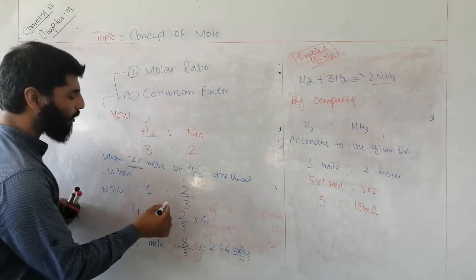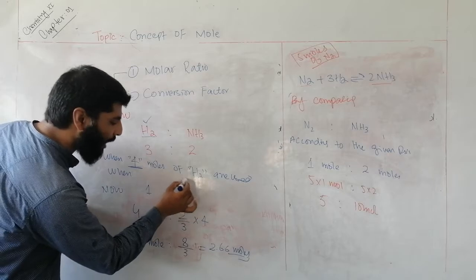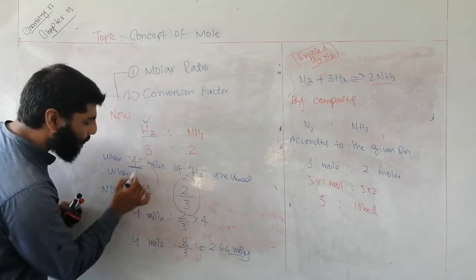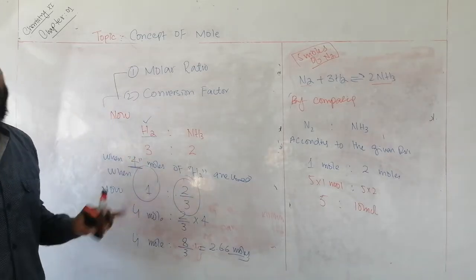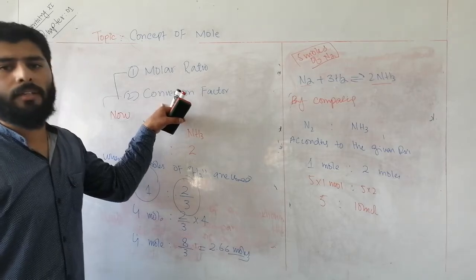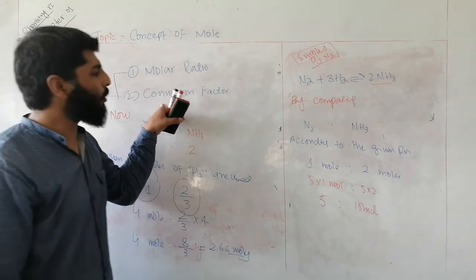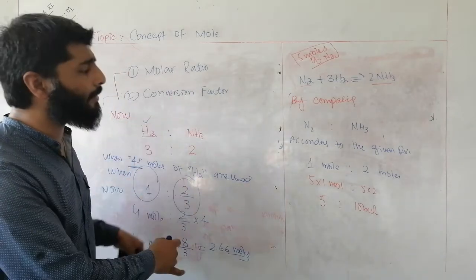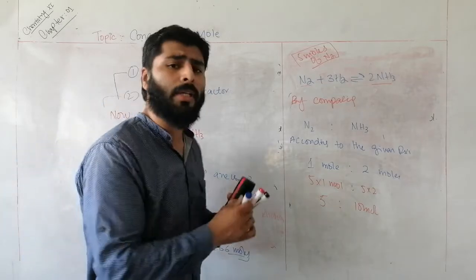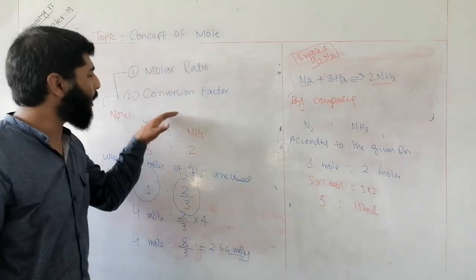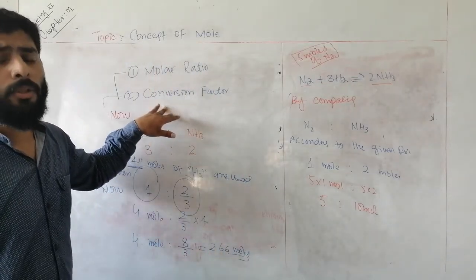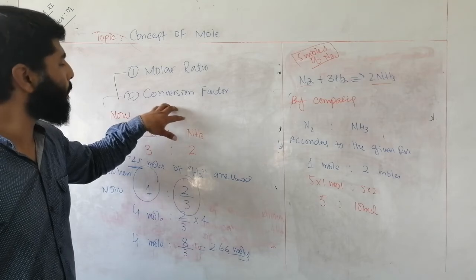The number of moles of an unknown substance as compared to the unity value of the standard is known as the conversion factor. So students, you are going to use all these concepts in the upcoming calculations which are related to stoichiometry. Hopefully you have got the concept.